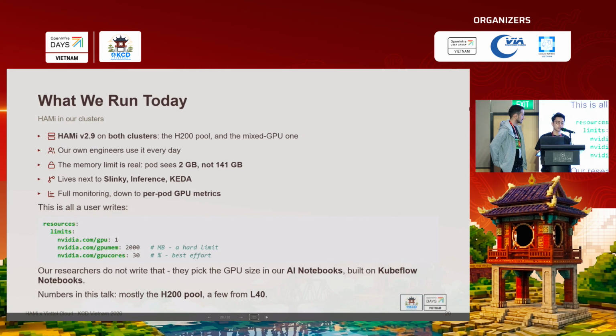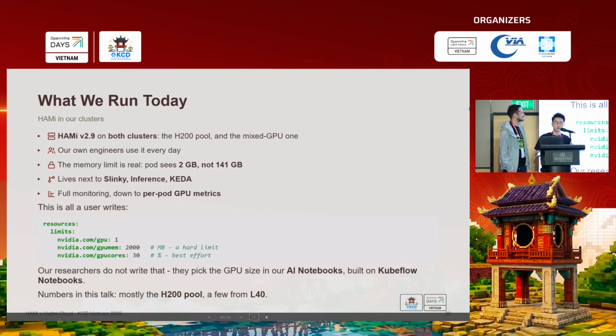The memory limit we see is real. The pod sees only 2 gigabytes if you set the limit for the GPU memory. In the cluster, HAMi lives next to the Slinky system on Kubernetes inference, and we also have KEDA for autoscale. We have full monitoring. With the default DCGM exporter from NVIDIA, we can only see host level metrics. With HAMi, we can see down to per pod GPU metrics. That's very nice from HAMi.